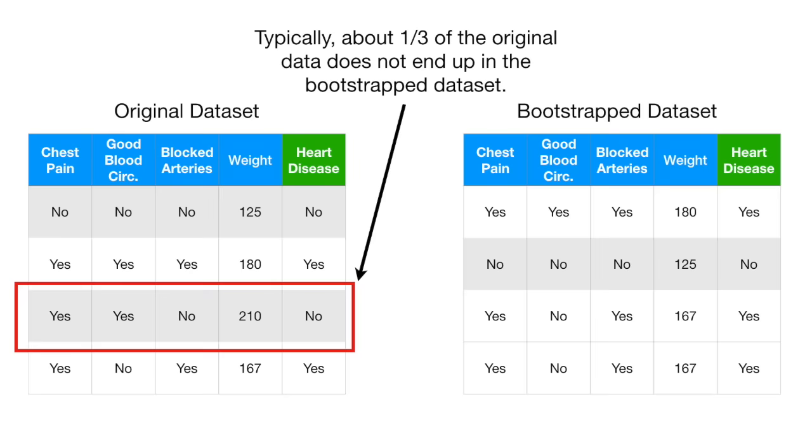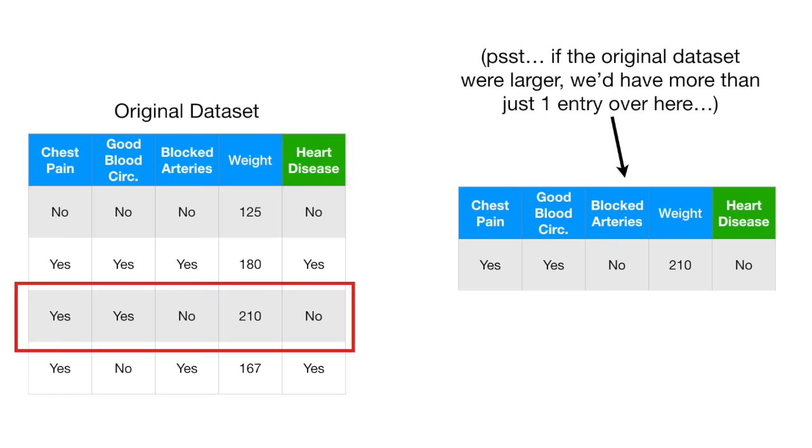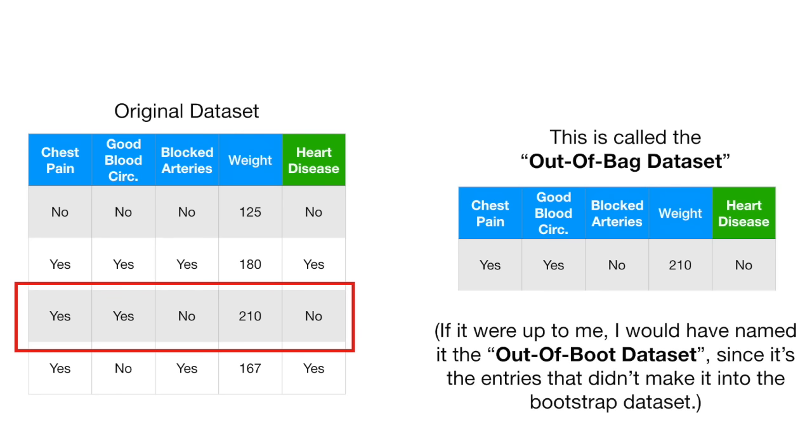Here's the entry that didn't end up in the bootstrapped dataset. Psst! If the original dataset were larger, we'd have more than just one entry over here. This is called the out-of-bag dataset. If it were up to me, I would have named it the out-of-boot dataset, since it's the entries that didn't make it into the bootstrap dataset. Unfortunately, it's not up to me.